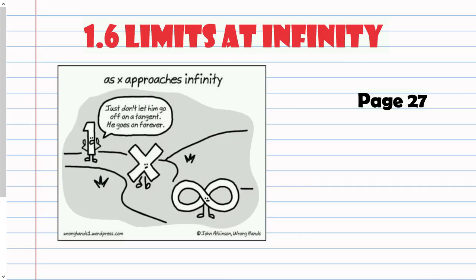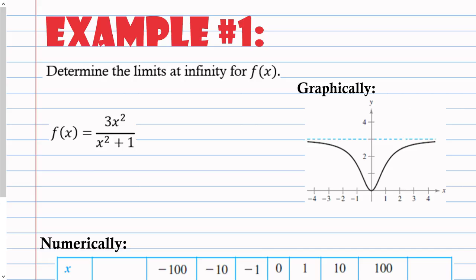1.6, limits at infinity. So limits at infinity are basically written like this. Limit as x approaches either positive or negative infinity of the function. So we're trying to observe, I'm going to look at the graph for right now, what's happening to the graph as it gets closer to infinity or negative infinity.